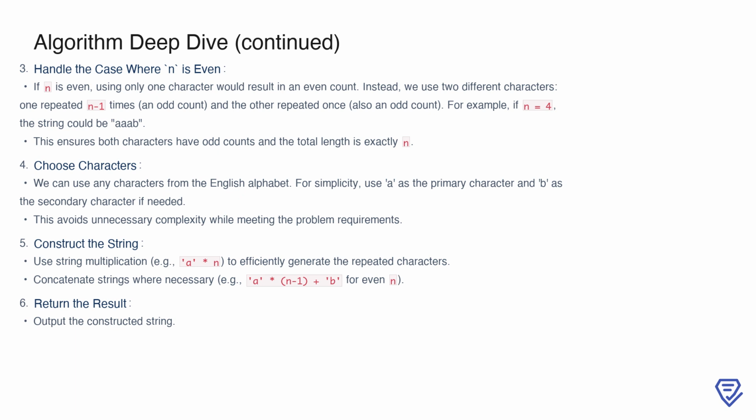To keep things simple, we can select a as the primary character and b as the secondary character. This eliminates unnecessary complexity while adhering to the problem's constraints. Additionally, we can generate these strings efficiently using string multiplication for repeated characters and concatenation to combine them. Finally, we return the constructed string as the result.